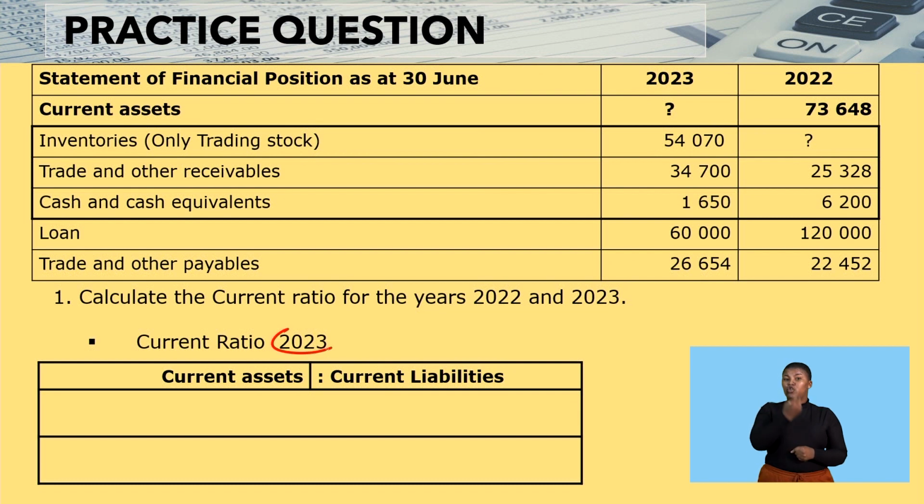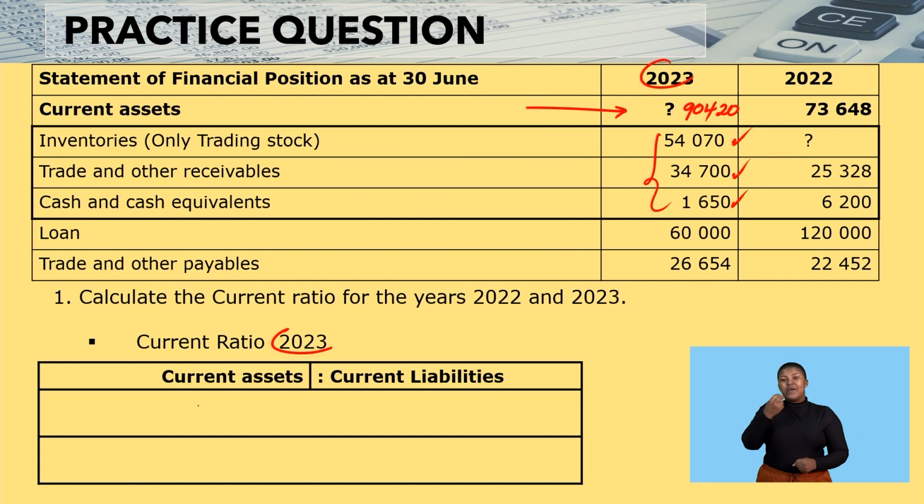For the year 2023, the current ratio, we are now going to look at our current assets. We need to add these three amounts to get our current assets. Please have your calculator close to you. 54,070 plus 34,700 plus 1,650. If I add these three amounts, I would then get 90,420. That becomes my current assets for the year 2023.